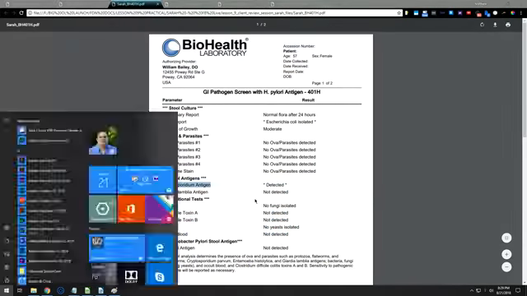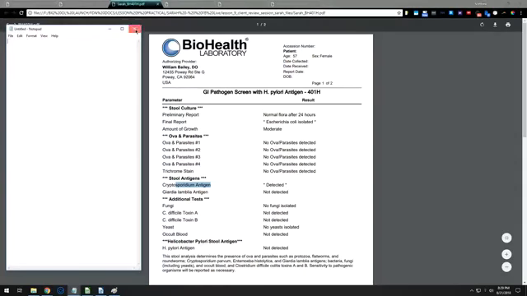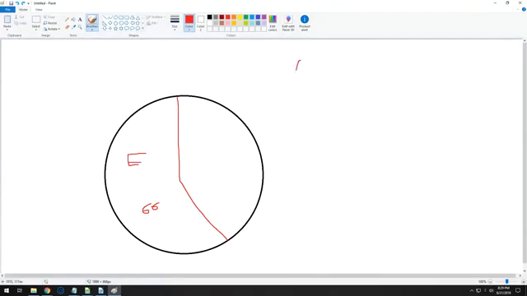So the order for eradicating the stuff in your gut, I remember it as PBF.